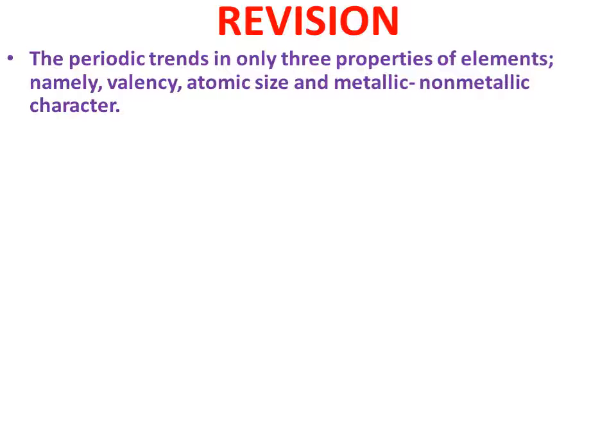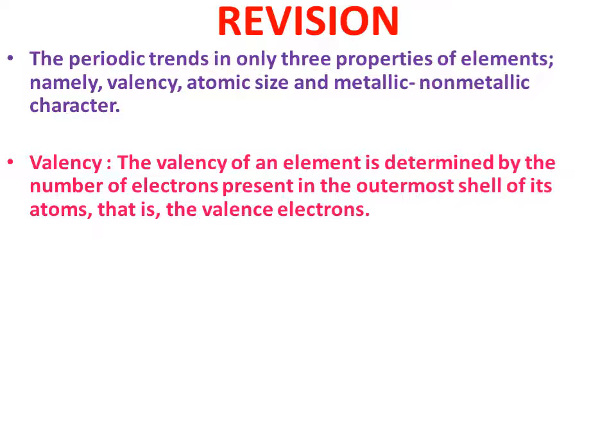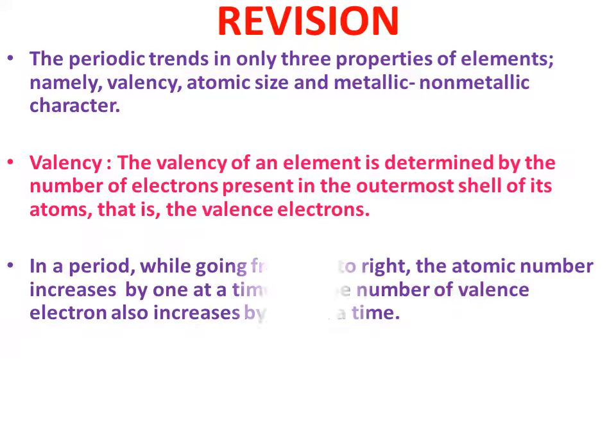Before studying the next point, we are going to review the previous knowledge. The periodic trends are seen in only three properties of elements, namely valency, atomic size, and metallic and non-metallic character. Valency: the valency of an element is determined by the number of electrons present in the outermost shell of its atoms, that is, the valence electrons.